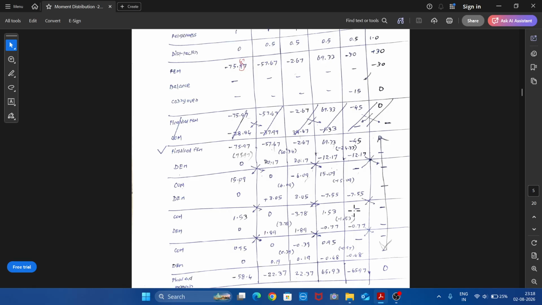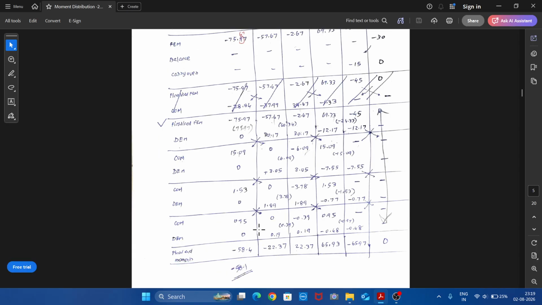Here we have 1.53 and 0. Therefore, minus 1.53 needs to be applied for balancing. So this minus 1.53 multiplied by this 0.5 will give you minus 0.77. Minus 1.53 multiplied by 0.5 will give you minus 0.77. Then next carryover moment. Half the moment, half the moment, half of the moment, half of this moment. Here there is no process. Then again distributed moment. At joint A, 0.95, minus 0.95 needs to be applied into 0 will give you 0. Then 0 minus 0.39, plus 0.39 needs to be applied.